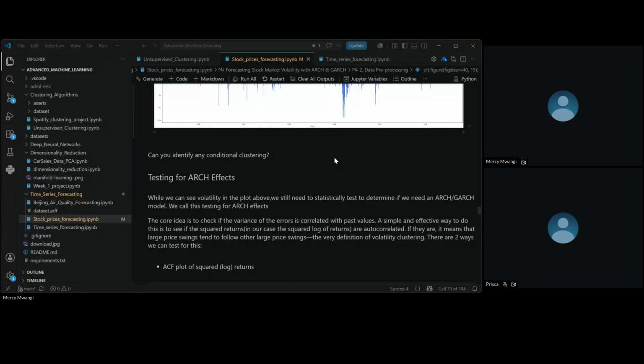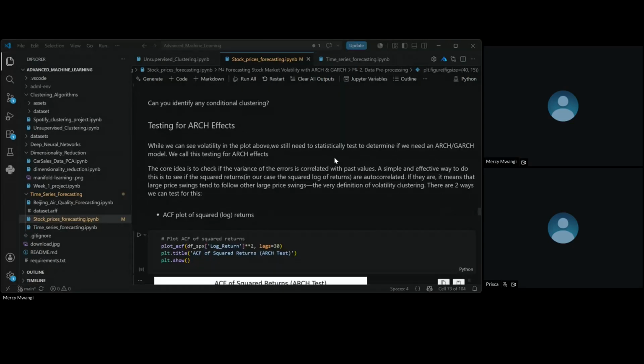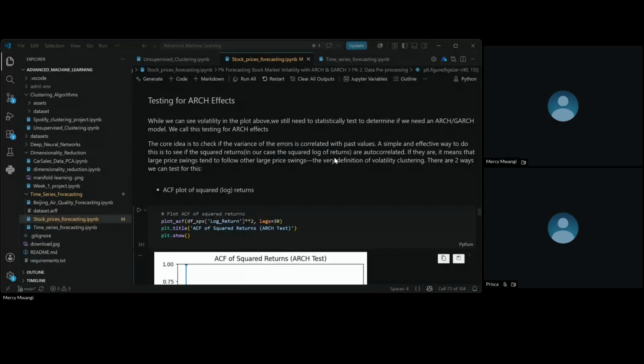So that's pretty much it, and you don't even need to go into the complex math. Understand what heteroscedasticity is and the concept of conditional clustering. Okay, so that's what we're testing for. We're testing for the ARCH effects.